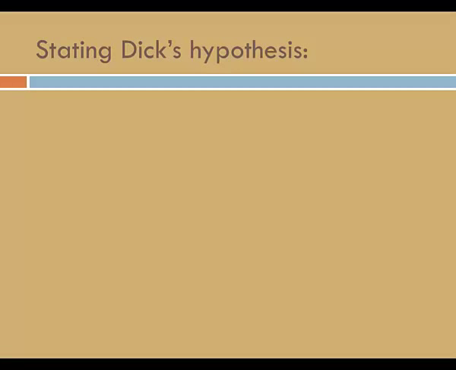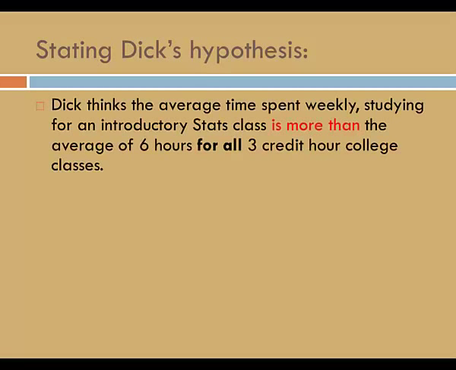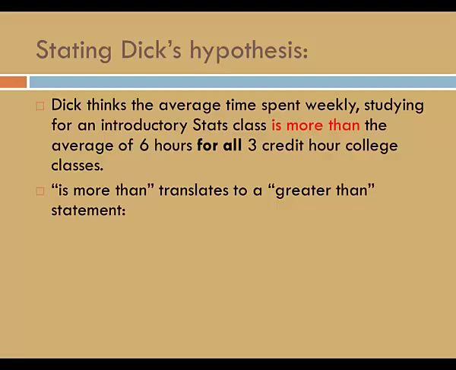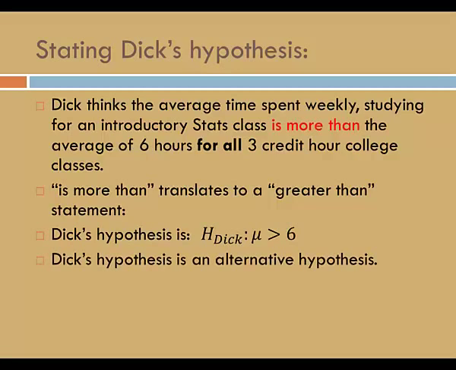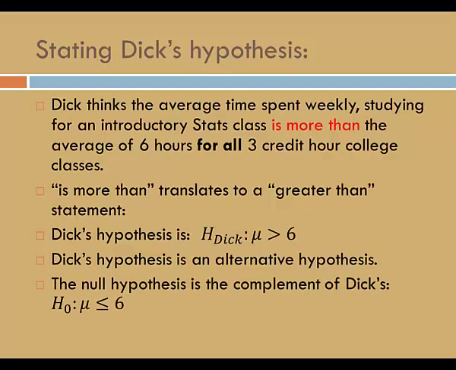Next, let's consider Dick's hypothesis. Dick thinks the average time spent weekly studying for an introductory stats class is more than the average of 6 hours for all 3-hour college classes. Is more than translates to a greater than statement. Dick's hypothesis is that the mean is greater than 6. His hypothesis is an alternative hypothesis. The null hypothesis is the complement. H0 is mu is less than or equal to 6, since less than or equal is the complement of greater than.